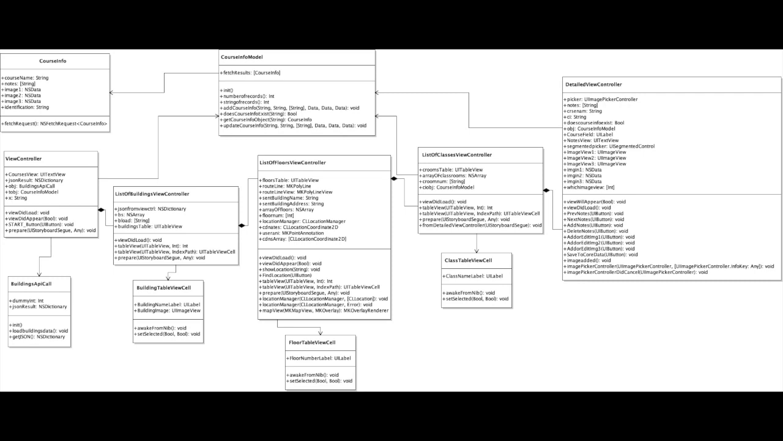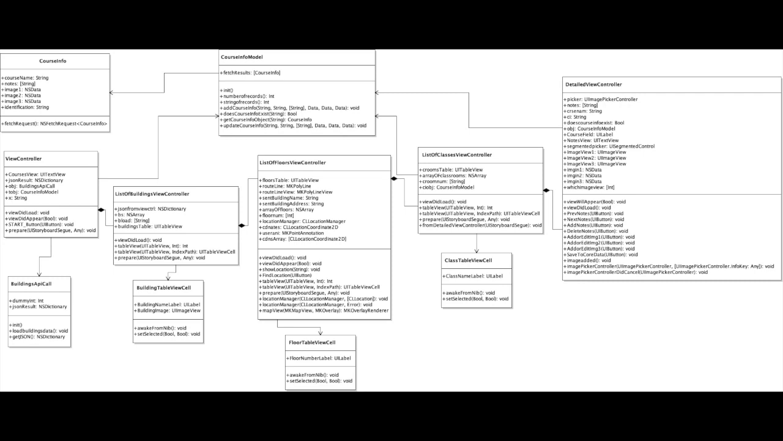Clicking on a building shifts the view to the floors view controller and sends an array via segue, which the table view uses to list the floors in the building. Similarly, clicking on a floor sends a dictionary object via the segue method and loads a list of classrooms. Finally, clicking on a classroom loads the information in the detailed view controller class.